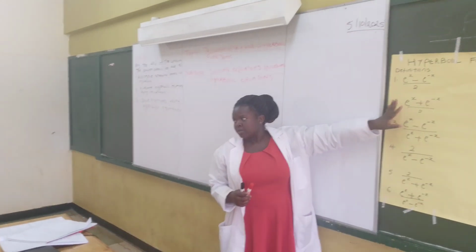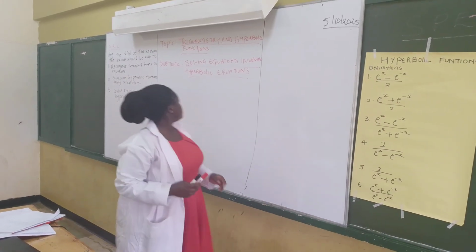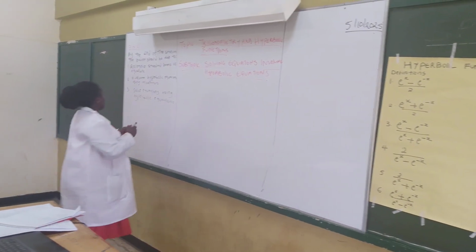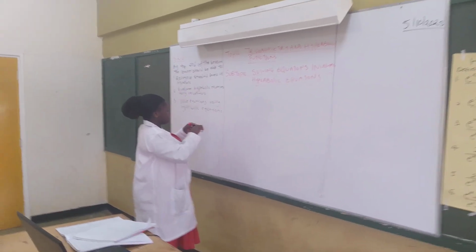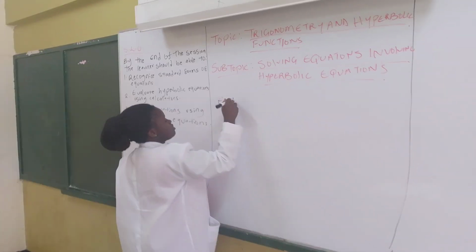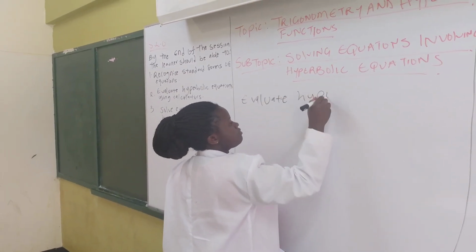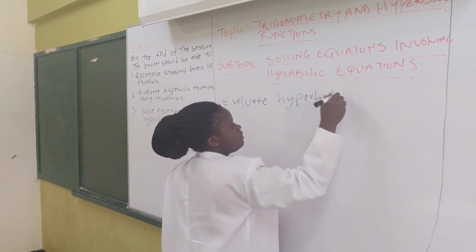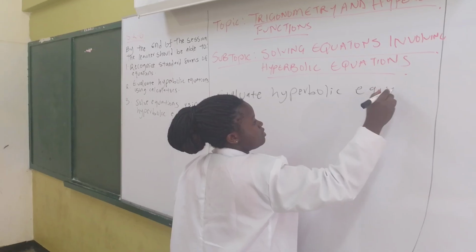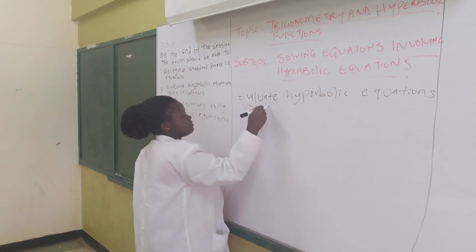Have you seen the equation? Yes, I think you have noted it down. Okay. So, evaluate hyperbolic equations. That is our second learning outcome. We are going to evaluate hyperbolic equations now using your calculator.